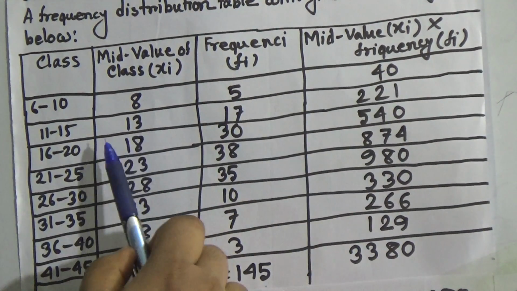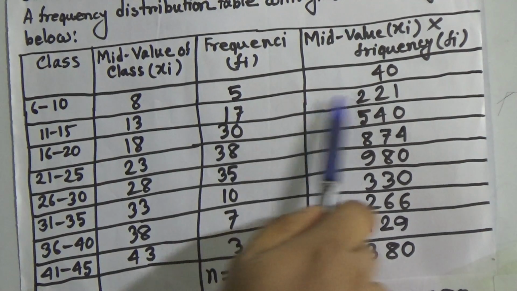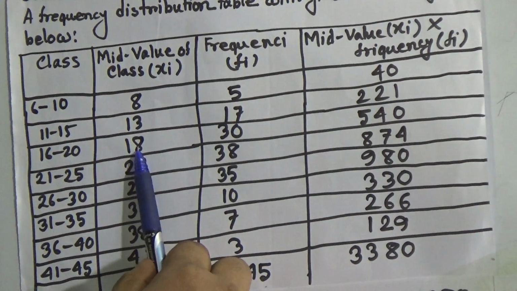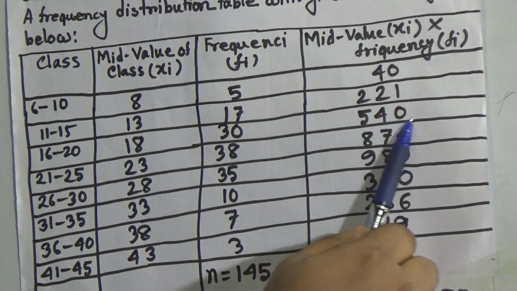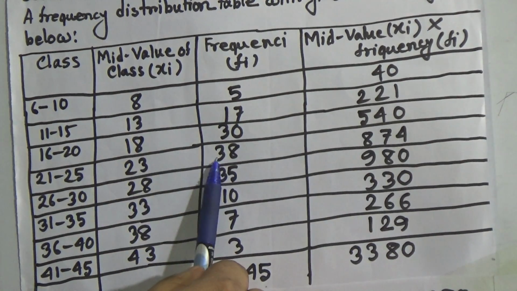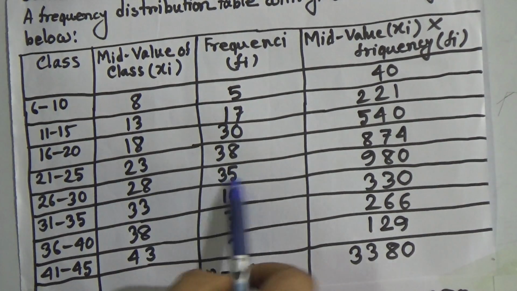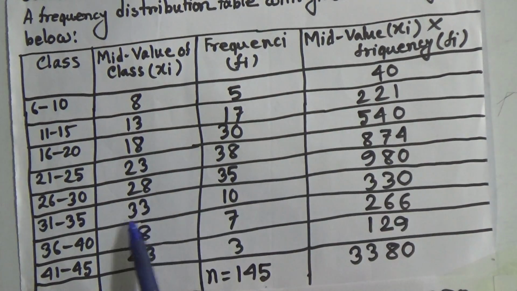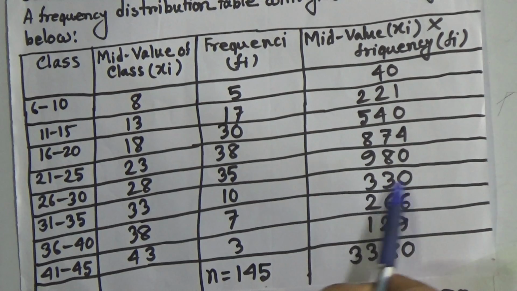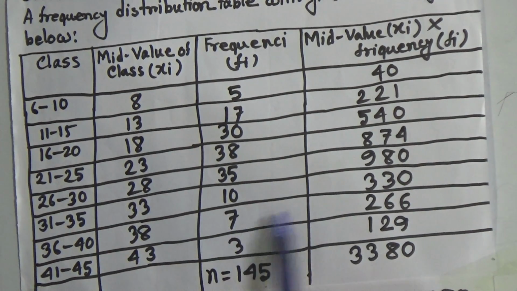8 5s are 40. 13 multiplied by 17, we get 221. 18 multiplied by 30, we get 540. 23 multiplied by 38, we get 874. 28 multiplied by 35, we get 980. 33 multiplied by 10, we get 330. 38 multiplied by 7, we get 266. 43 multiplied by 3, we get 129.